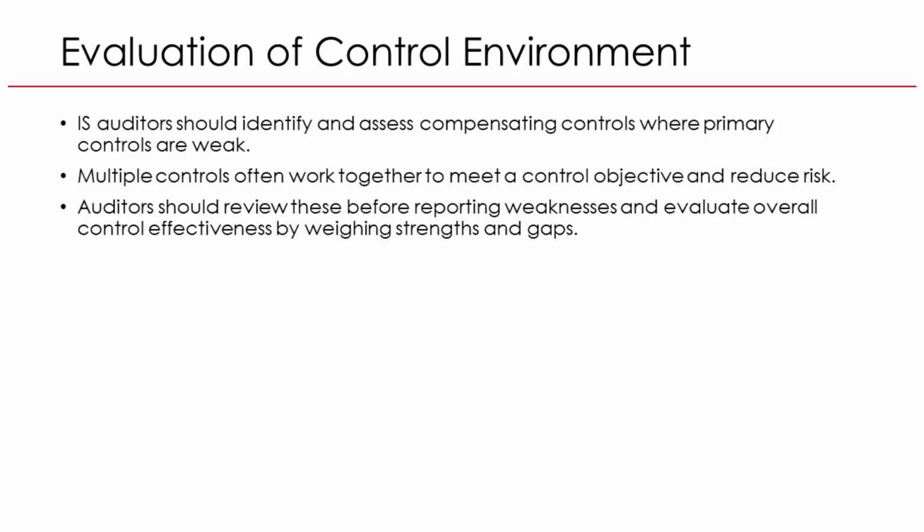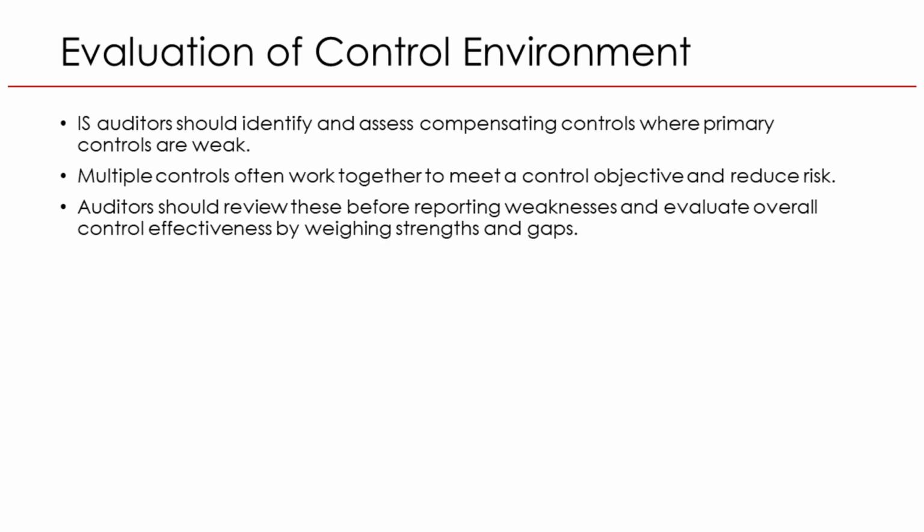As auditors, we need to understand that when a control is weak or missing, there might be other controls in place that help reduce the same risk. These are called compensating controls. For example, if a company's system doesn't automatically block inactive user accounts, the auditor should check if the IT team performs monthly manual reviews to disable such accounts. That manual process acts as a compensating control.